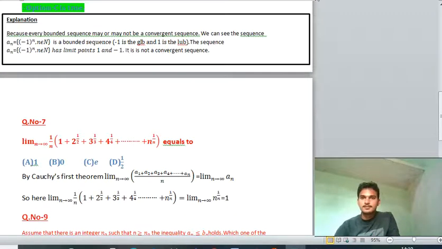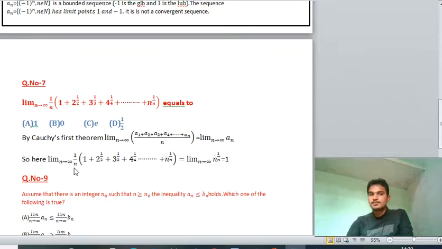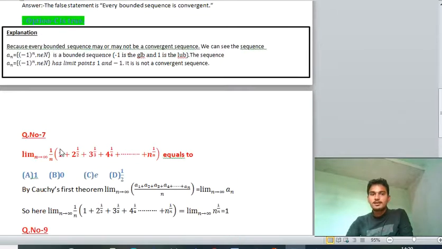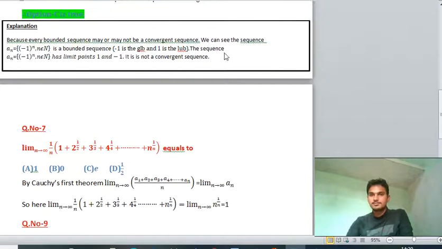We can say the limit as n tends to infinity of this is equal to the limit as n tends to infinity of n to the power 1 by n, that is 1. So option A is true.